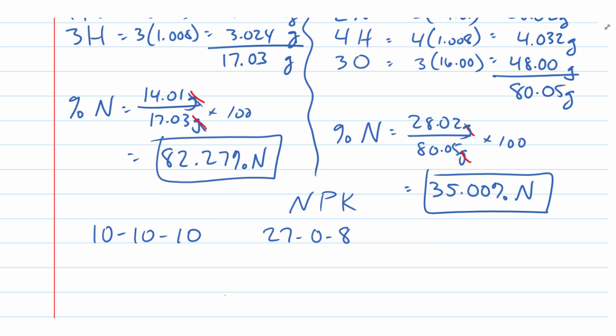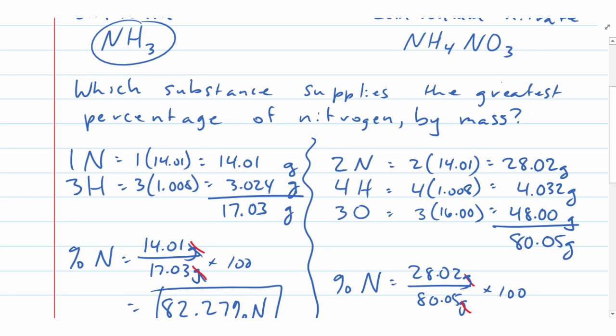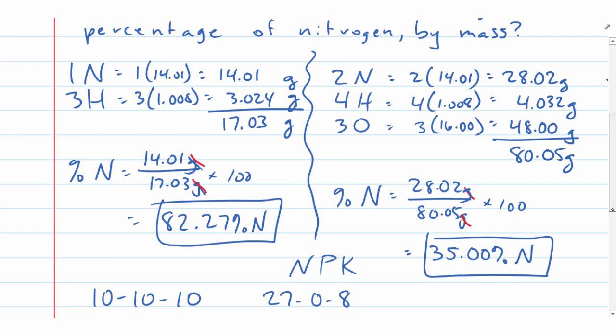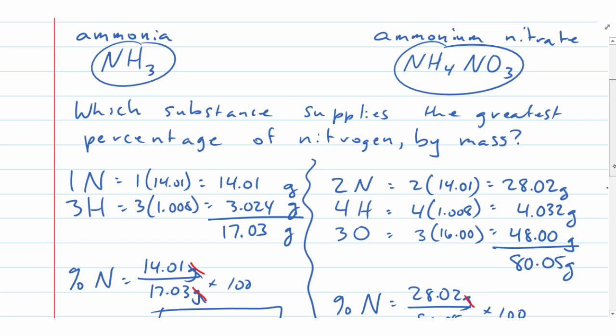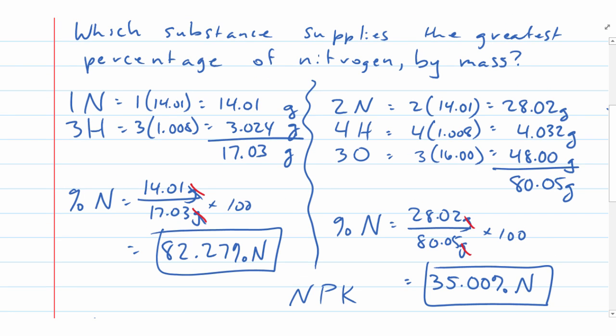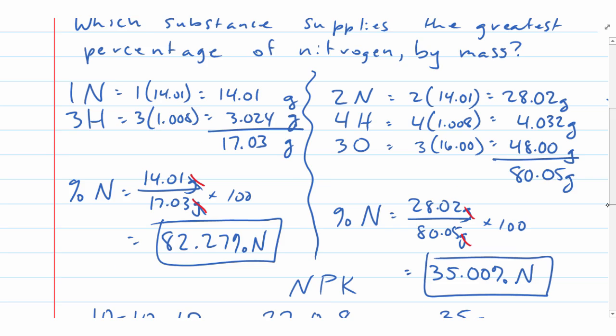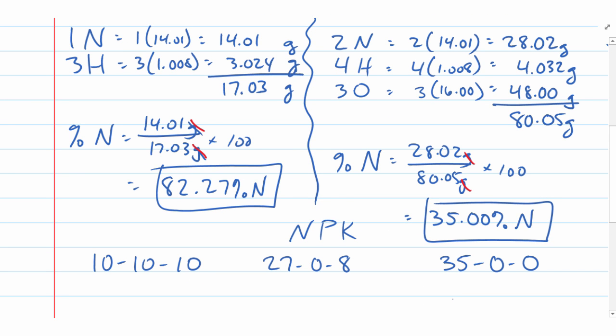So if we had something like ammonium nitrate, the numbers that would be found on such a bag would be 35 dash. How much phosphorus is in here? 0. And how much potassium is in here? 0. So the numbers for this would be 35-0-0. So if you had one that looked like 10-10-10, this means it would contain 10% nitrogen, 10% phosphorus, and 10% potassium. And as far as what each one does, we already talked about nitrogen.